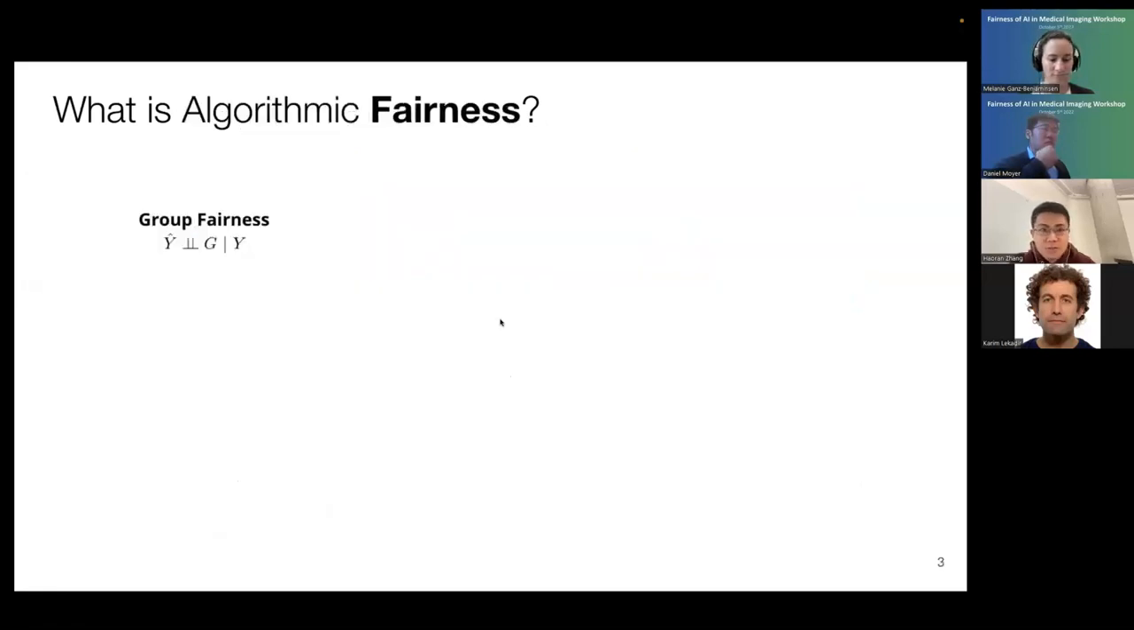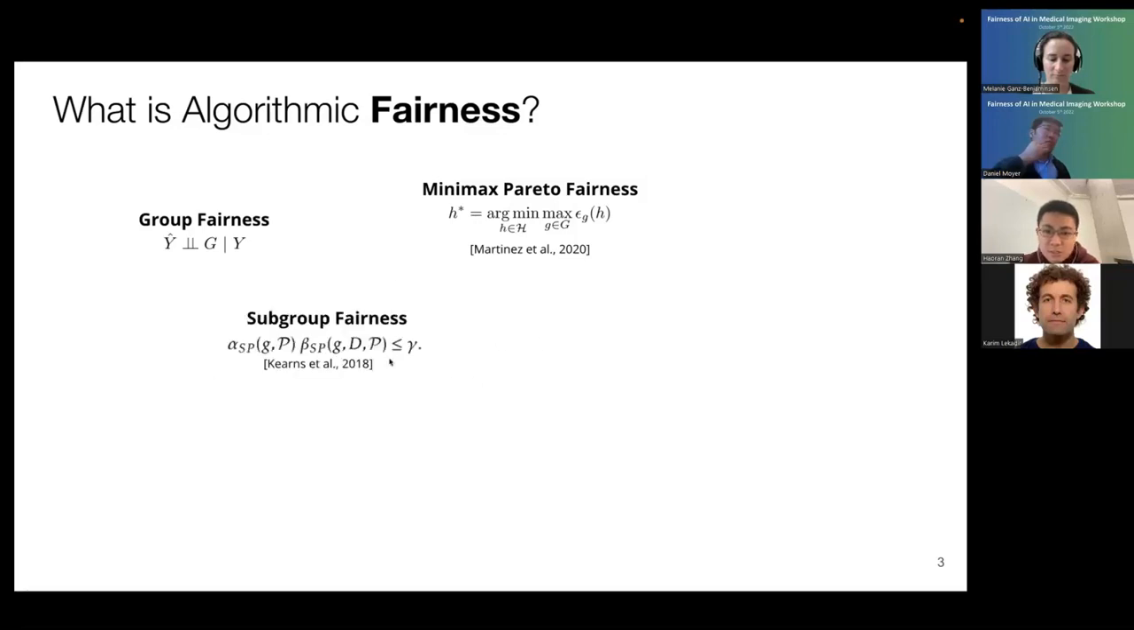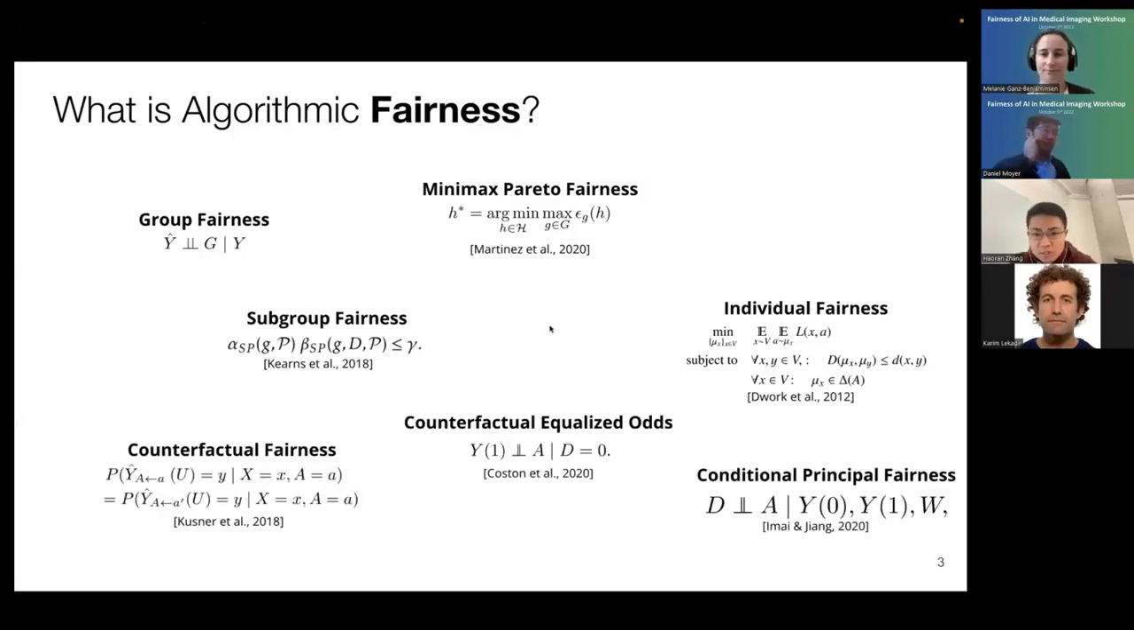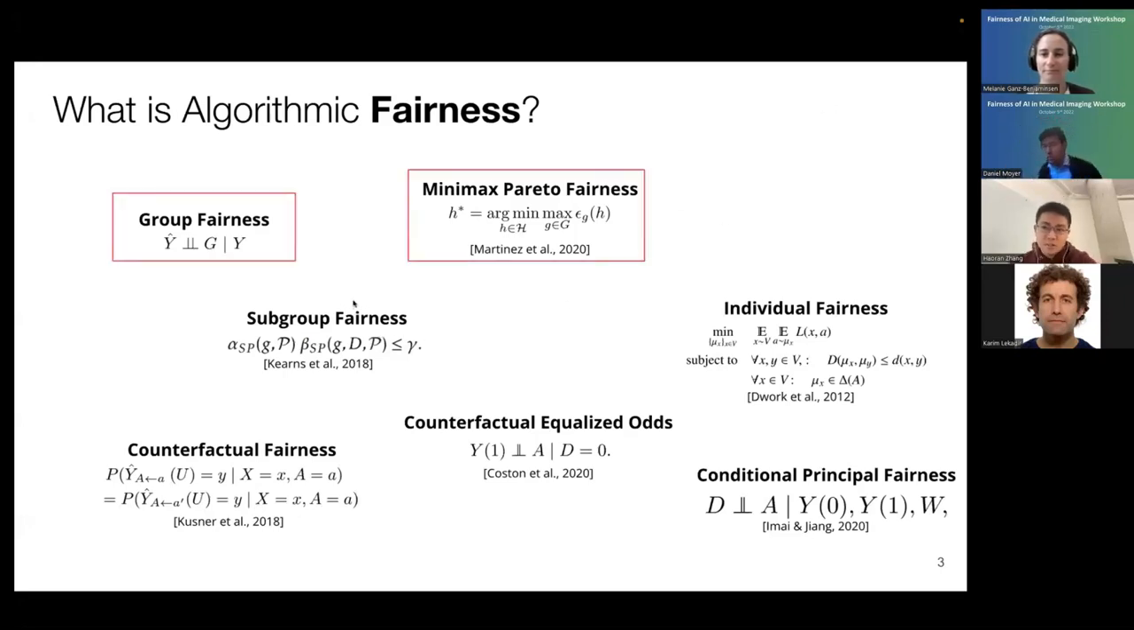So first, what is algorithmic fairness? Well, there's no unified definition of fairness in the literature, and in fact, there are many, many definitions of fairness out there. One such definition is group fairness, which was covered in the introduction, but there are many other fairness definitions as well. One of which is minimax Pareto fairness, which we'll talk about more at the end of the talk. There are also definitions like subgroup fairness and individual fairness. And if you know the causal graph, you can take advantage of the causal structure, and there are many other causal definitions of fairness. But for the purposes of this talk, I'll be focusing on these two definitions, though not to create any false dichotomy. There are many other fairness definitions out there. Choose your favorite or whichever one fits your setting the best.